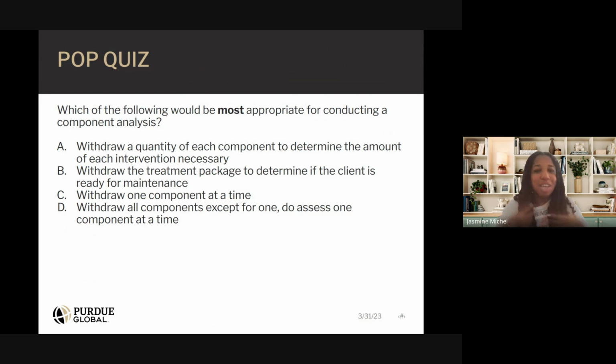Now, if you guys are paying attention, I have a pop quiz for you. Which of the following would be most appropriate for conducting a component analysis? A, withdraw a quantity of each component to determine the amount of each intervention necessary. B, withdraw the treatment package to determine if the client is ready for maintenance. C, withdraw one component at a time. Or D, withdraw all components except for one to assess one component at a time. I have the answer here, so if you need to think about it, pause this video, and when you are done, unpause, and we're going to look at the answer.